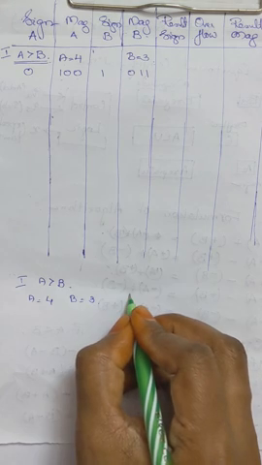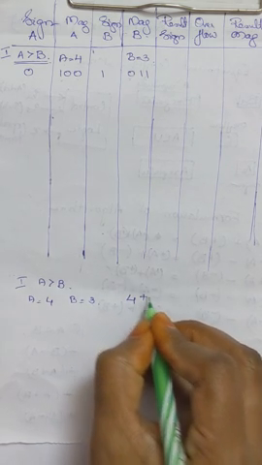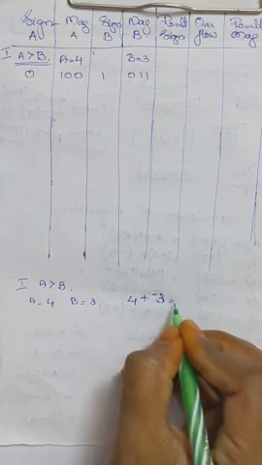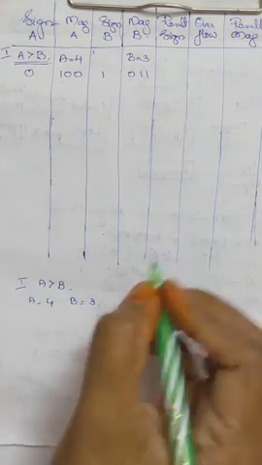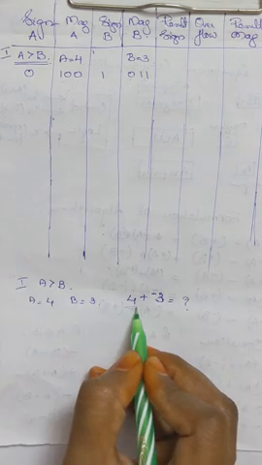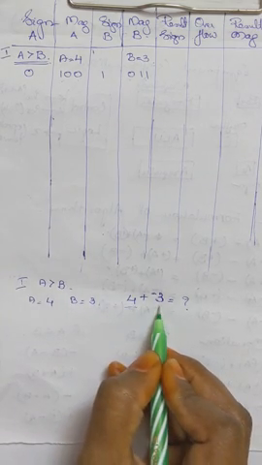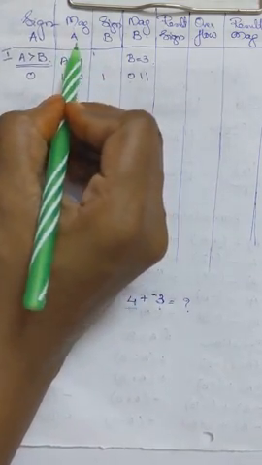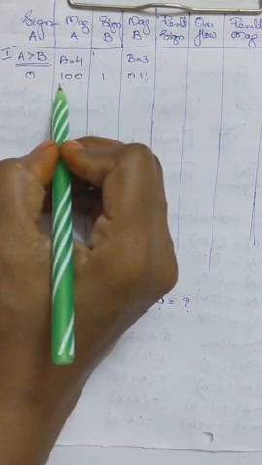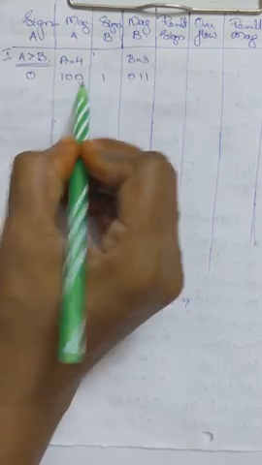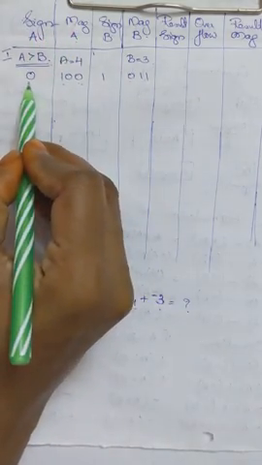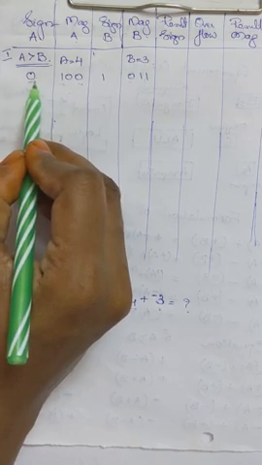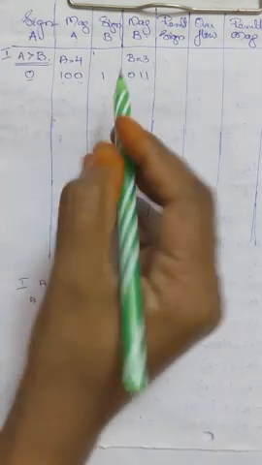4 plus minus 3. If I have to perform the operation 4 plus minus 3, what do you have to do? 4 is a positive number, minus 3 is a negative number. So 4 you will write in the magnitude of the A register. 4 in binary form you will write as the magnitude, and the sign bit will be a single bit which indicates the positive number. So 0 indicates the positive number.